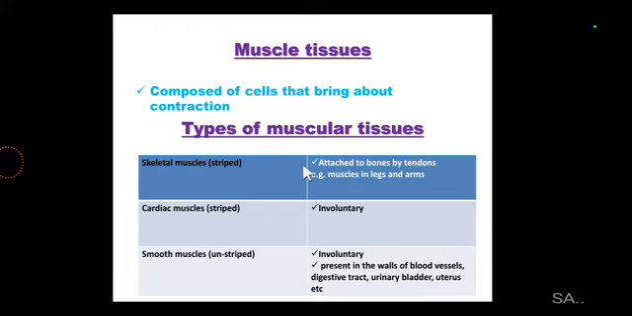If you look at the skeletal muscles, they are found around the bones. They attach to the bones by tendons. For example, the muscles in legs and arms. Cardiac muscles are present in the heart wall. Smooth muscles are found in the walls of blood vessels, digestive tract, urinary bladder, uterus, and so on.